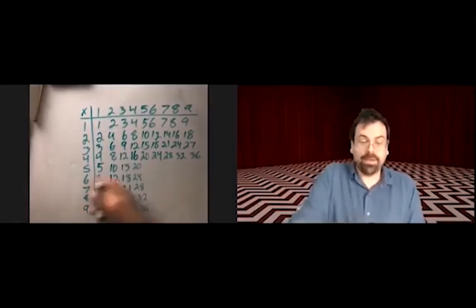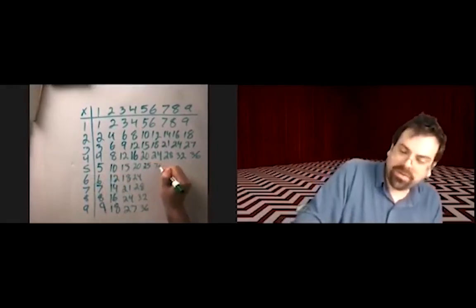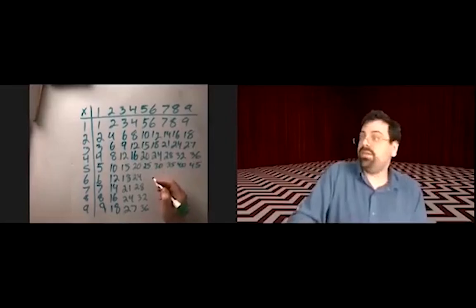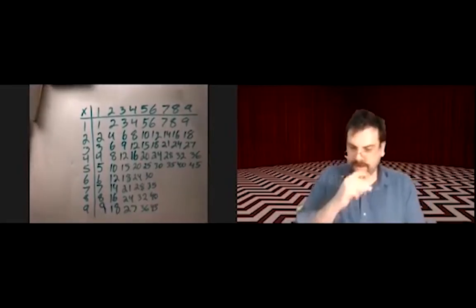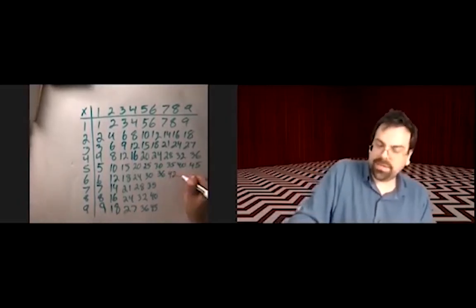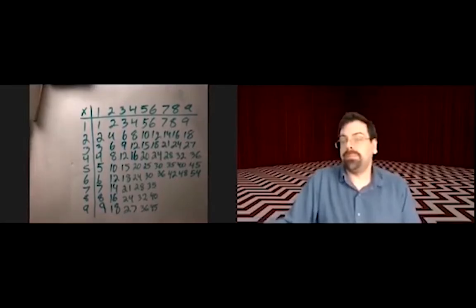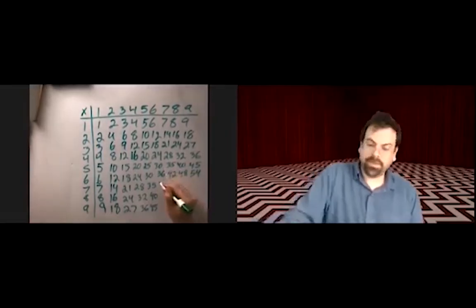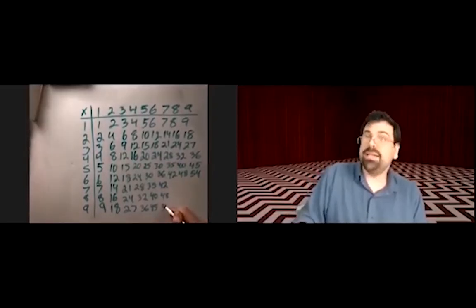Skip counting by fives. 5, 10, 15, 20, 25, 30, 35, 40, 45. Counting by 6: 36, 42. Plus 6 is 48. Plus 6 is 54.